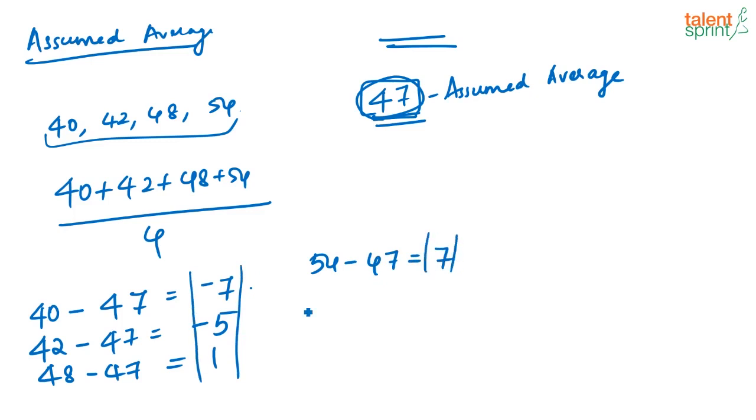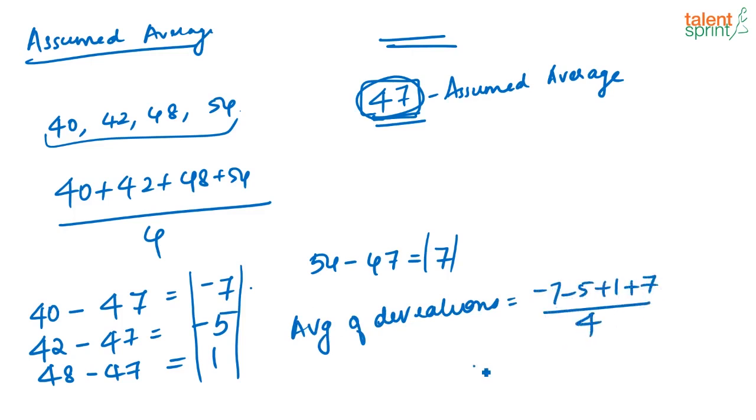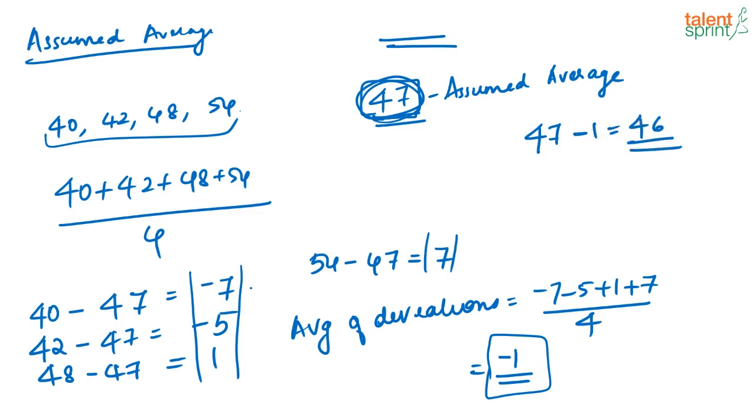Now if I find out the average of these deviations, what do I get? I get minus 7 minus 5 plus 1 plus 7 divided by 4. So when I do this, I get minus 12 plus 1 plus 7, that is minus 12 plus 8 by 4, or minus 4 by 4, that is equal to minus 1. So what can I say? The actual average is nothing but 47 minus 1, that is equal to 46. That should be your actual average.